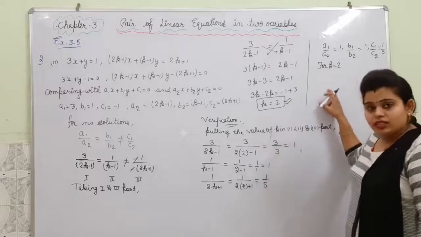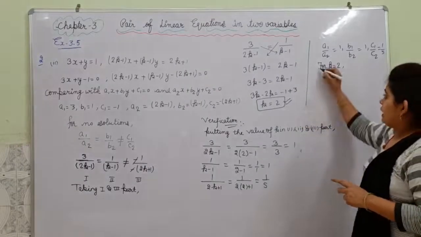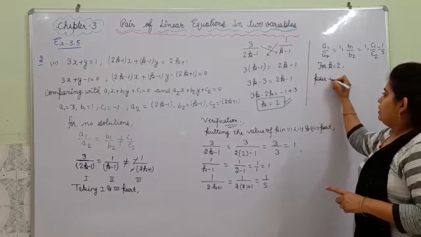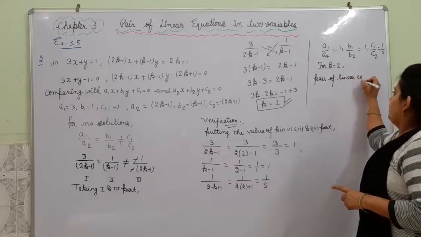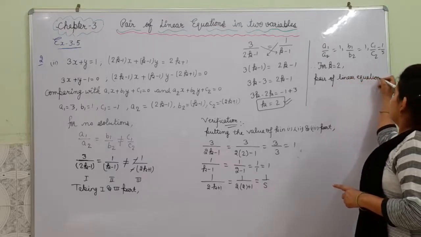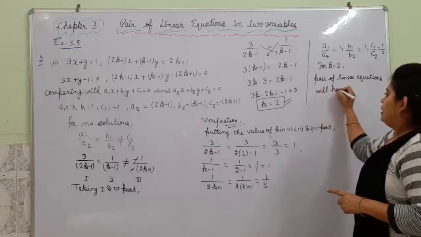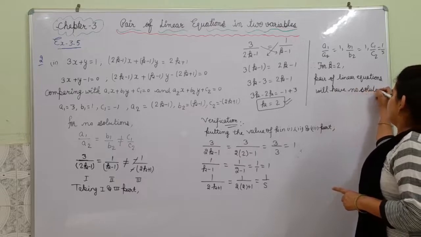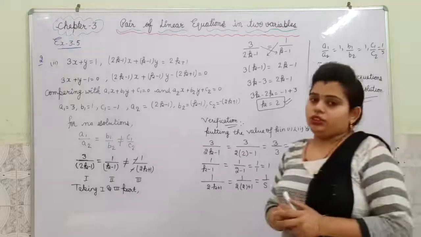You have to do like this also. 4k is, so dear students, 4k is equal to 2. Pair of linear equations will have no solution. Okay, this is your second question.